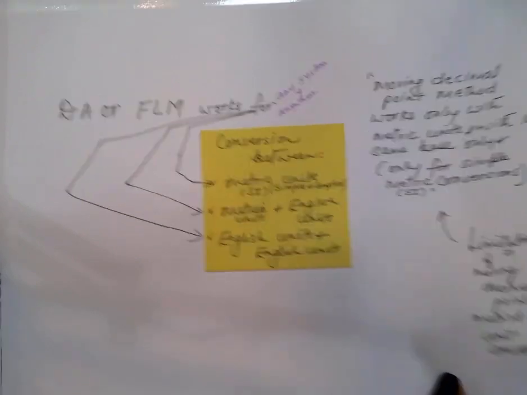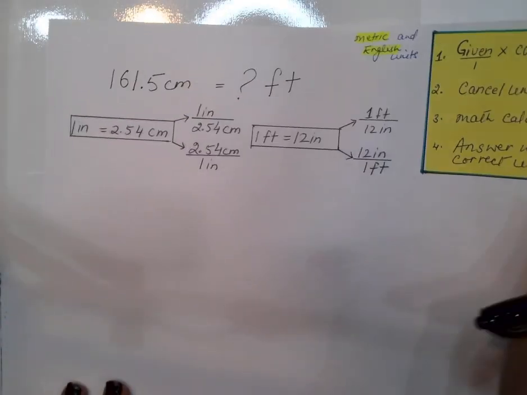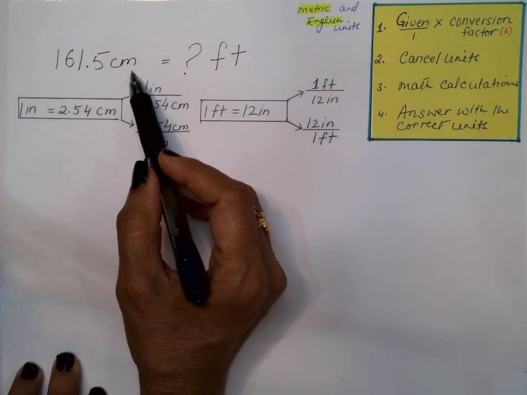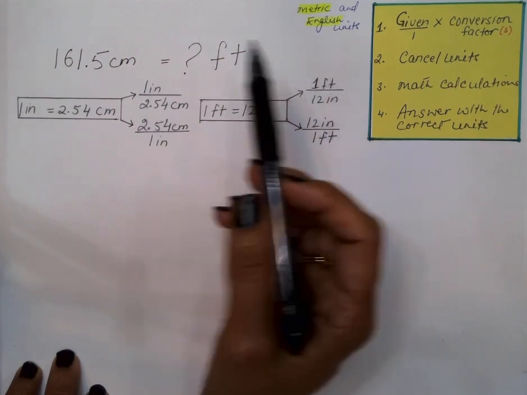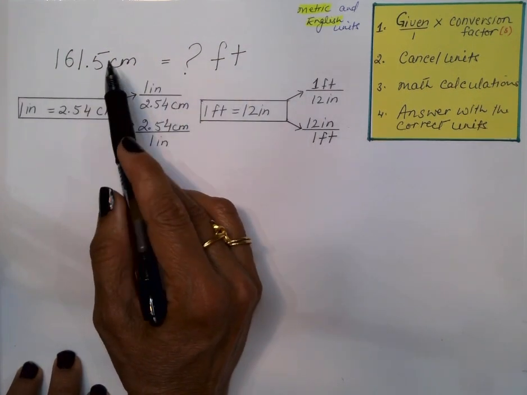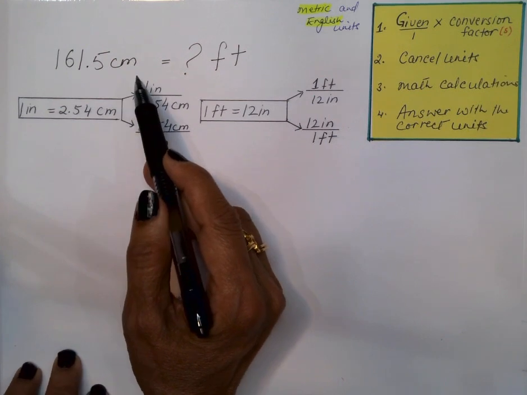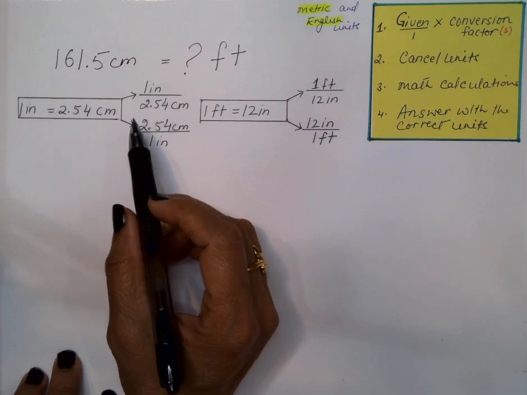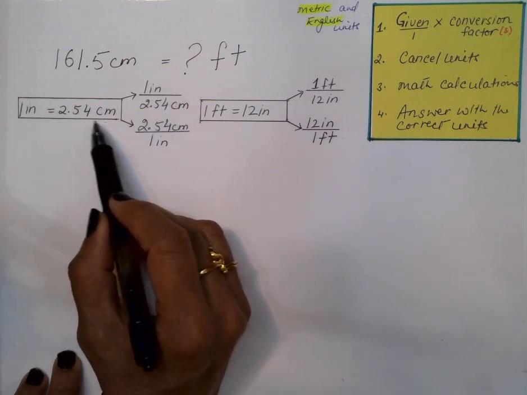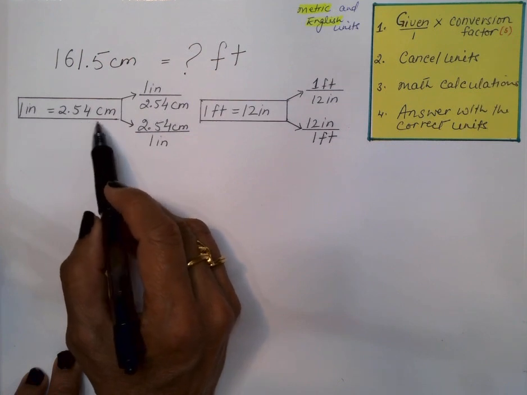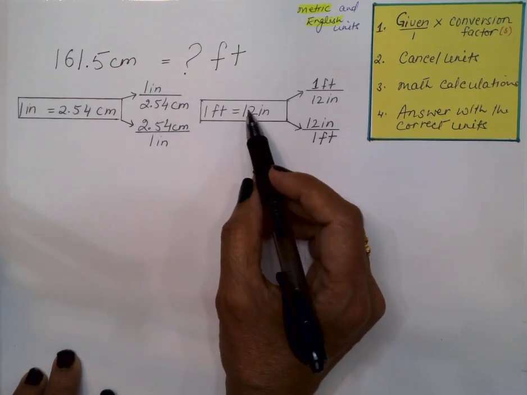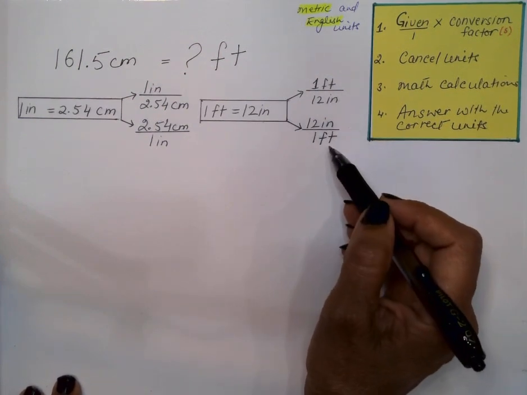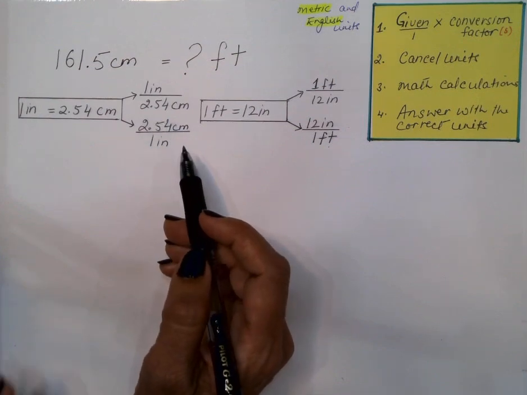Now let me do one more problem involving both metric and English units. Here you have a metric unit, centimeters, and you have feet. We want to find out how many feet are there in 161.5 centimeters. Again, we are using two conversion factors. We know 1 inch is equal to 2.54 centimeters. Then we also know that 1 foot is equal to 12 inches. So you make two conversion factors here. One equivalent makes two conversion factors.